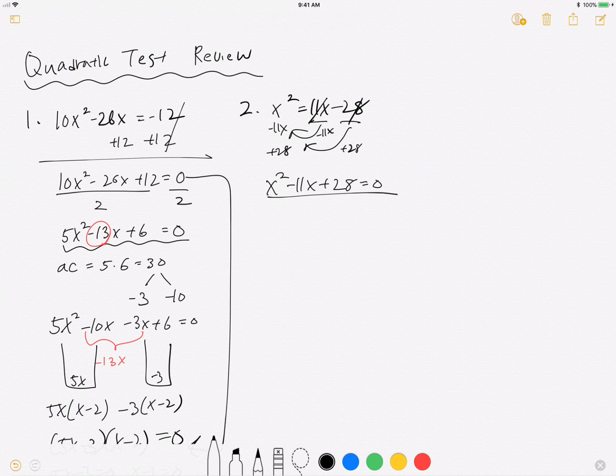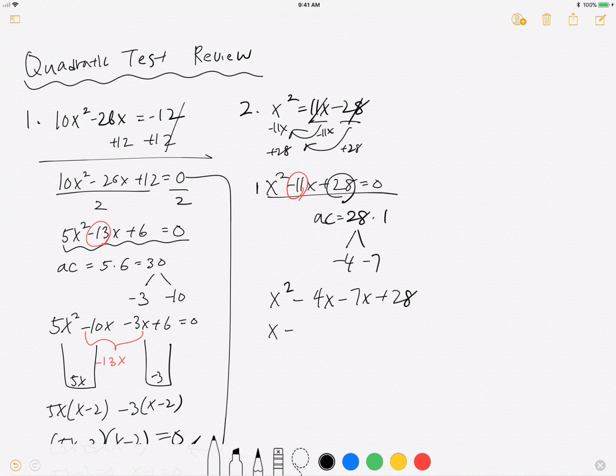Now from here, again, it's a very simple factoring. You can tell that AC is going to be 28 times 1 right here. But the two numbers that multiply to give you 28 but add to give you negative 11 are going to be negative 4 and negative 7. So I'm going to group these two together. Negative 4x minus 7x plus 28.